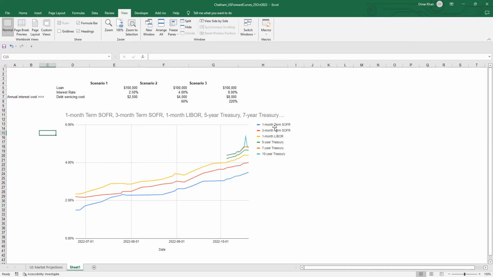But look at this. We have the 1-month term SOFR, these 3 lines, blue, red, and yellow: 1-month term SOFR, 3-month term SOFR, and 1-month LIBOR. Let's use the blue line as an example. It went from, say, let's assume about 1.75 to close to 3.5%. That's a 200% increase, close to the jump from 2.5 to 8%. Similarly, 3-month term SOFR goes from, say, 2.25 to 4%. Let's do 4 divided by 2.25. Again, these are approximations. It's gone up by 177%.